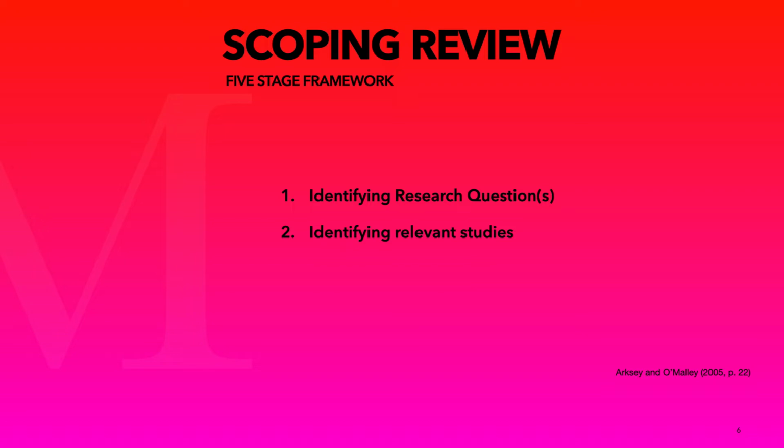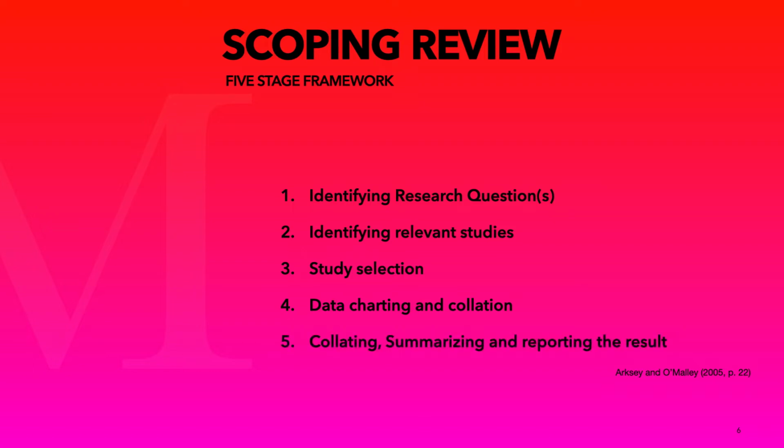After the identification of studies, the next step is selecting the studies, deciding which ones to include or exclude based on certain criteria. The fourth stage is data charting and collation. The final stage in a scoping review is collating, summarizing, and reporting the results.